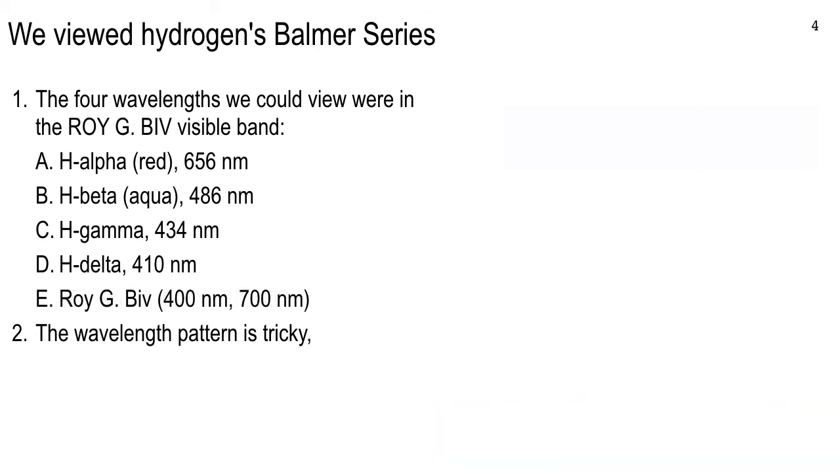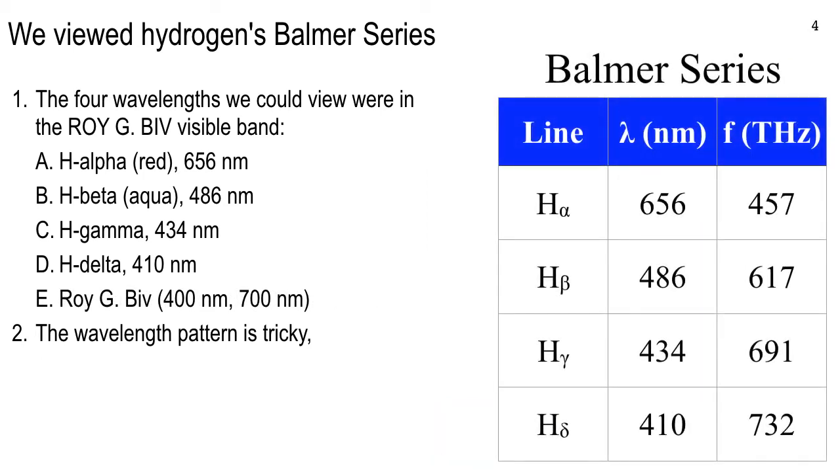It's kind of tricky. Here's the listing again. And by the way, over here in the third column is the frequency in terahertz. All right. And so 457 terahertz for H alpha, and so on down the list. Now, there's a pattern in frequencies, but it's easier to do the pattern in wavelengths. All right, and the guy that figured it out is Dr. Balmer.